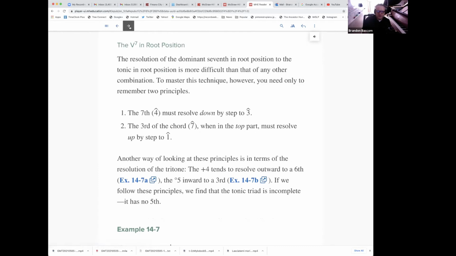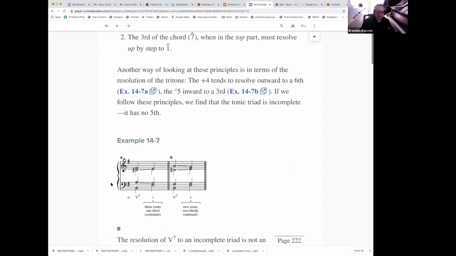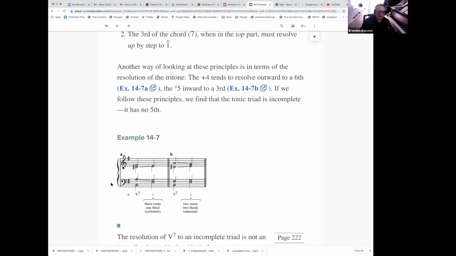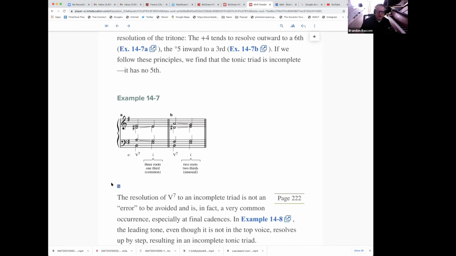5/7 in root position. The 7th, Fa, must resolve down by step to Mi, scale degree 4 to 3. The 3rd of the chord, Ti, when in the top part, must resolve up by step. Another way of looking at this is to remember the resolution of the tritone. Augmented fourth resolves outward to a sixth, diminished fifth, inward to a third. We are in E minor.